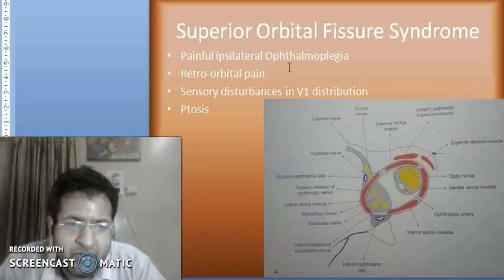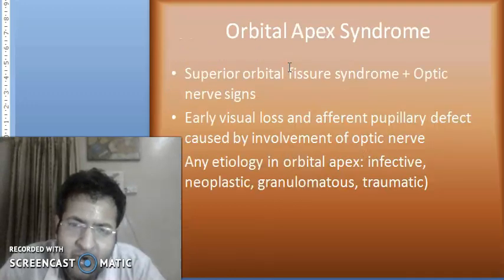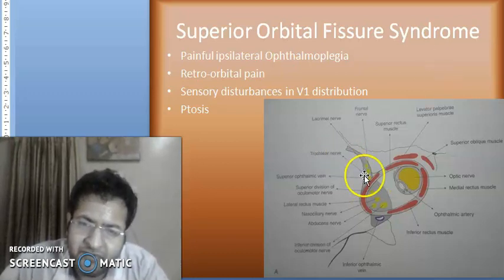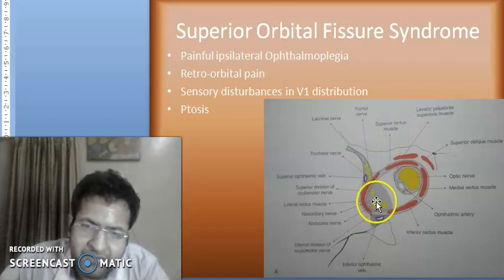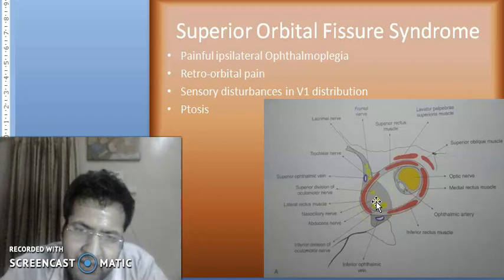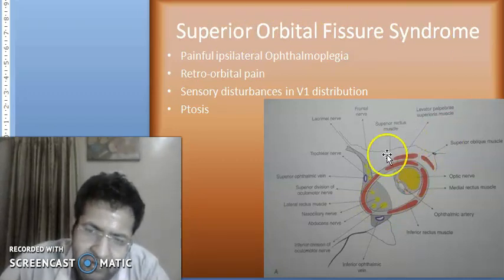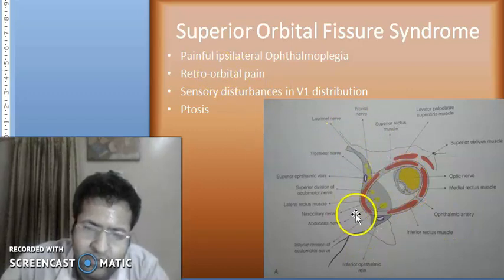Along with this, we have to see the two syndromes, superior orbital fissure syndrome and orbital apex syndrome. As we remember, the superior orbital fissure is a communication between the orbit and the middle cranial fossa, and the structures passing through it we have seen in the anatomy lecture. Therefore, the superior orbital fissure syndrome will not include the optic nerve and the ophthalmic artery changes. Rest all structures will be included.